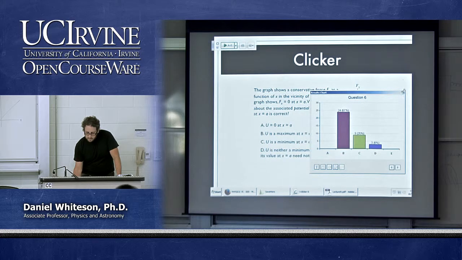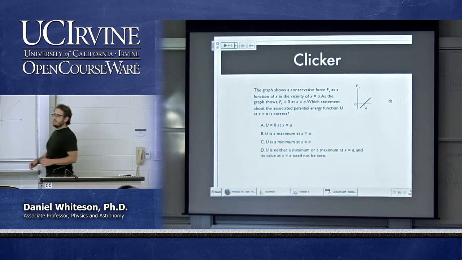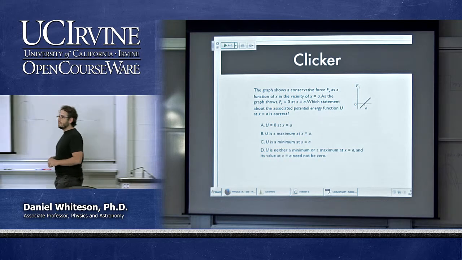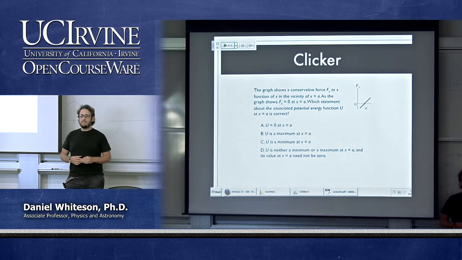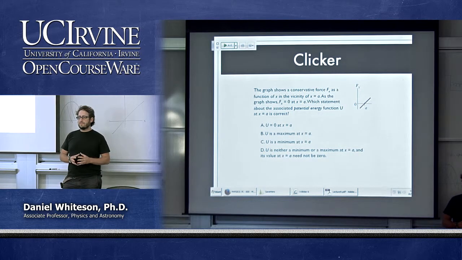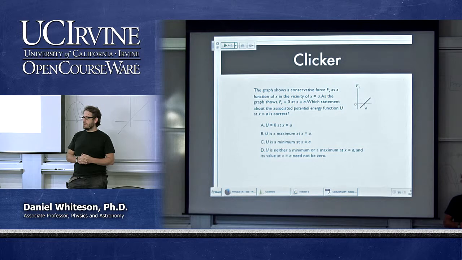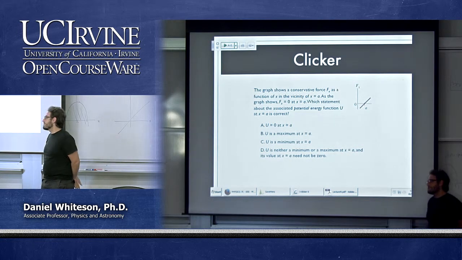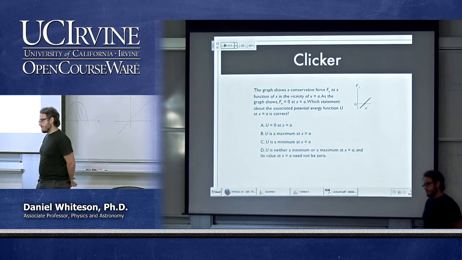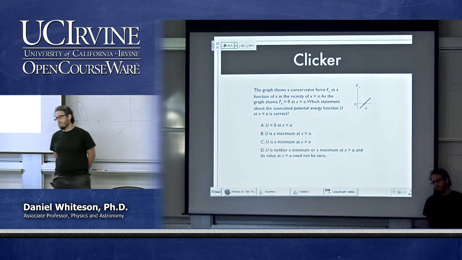Okay, so B is winning, but there are some people who still believe it's C. So who thinks C is correct? Who thinks the potential energy is a minimum at x equals a? Nobody? Anybody? Because force is the slope of the potential energy graph, it goes from negative to positive.